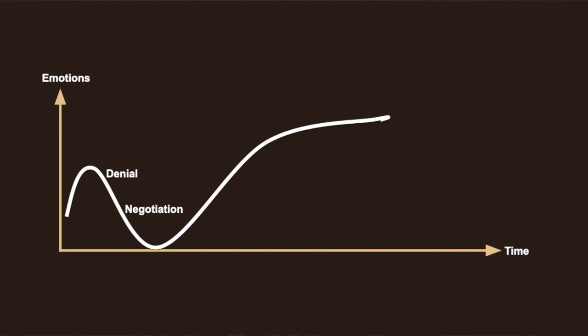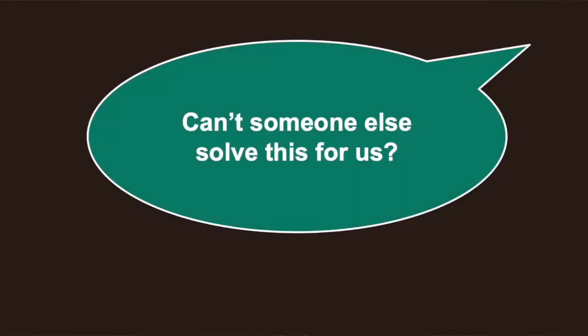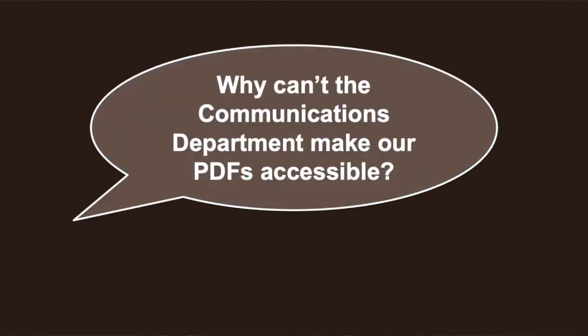People might try to deny the need for change and try to negotiate themselves out of it. They say things like, couldn't this pass as disproportionate burden? Or can someone else solve this for us? Why can't the communication department make our PDFs accessible? To that I say, you have to take responsibility for your own information. No communications department can do that for you.